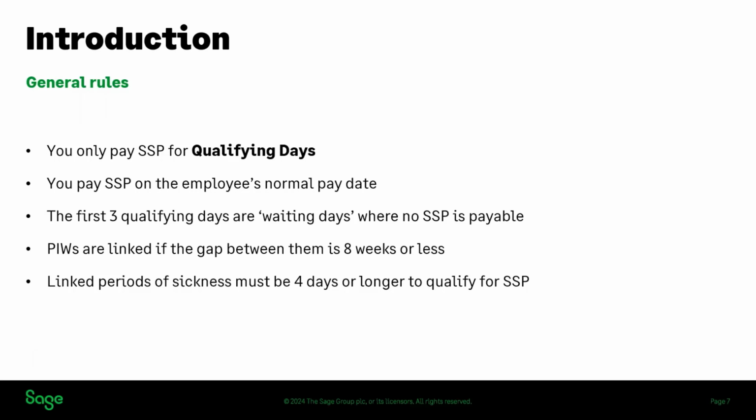A few general rules around SSP. So the SSP payment itself is only for qualifying days. So those are your employees' normal working days or contracted working days. You would pay SSP on the employee's normal pay date. The first 3 qualifying days are known as waiting days, and there is no SSP payable for those first 3 days. So when an employee first goes off sick, they would receive SSP from the 4th qualifying day of that absence. The exception being if it's a linked PIW.